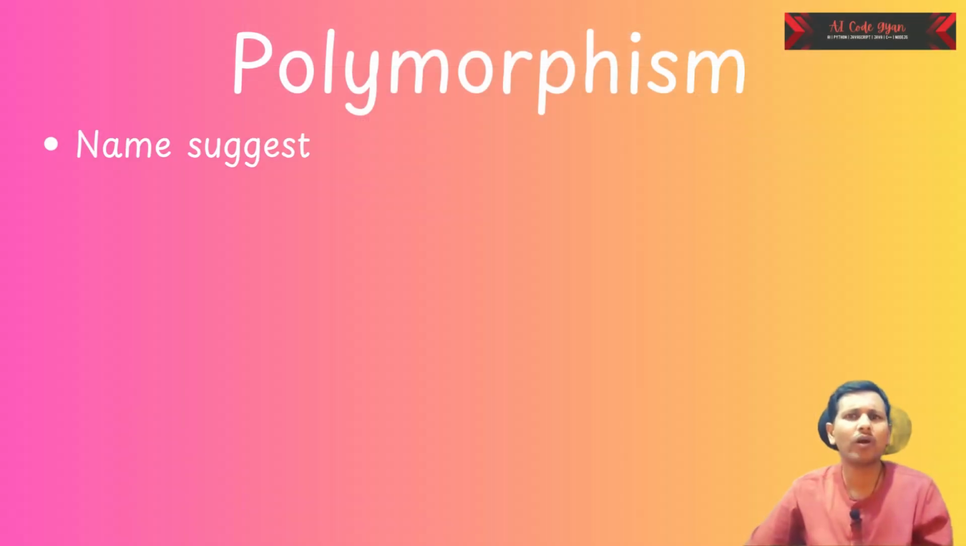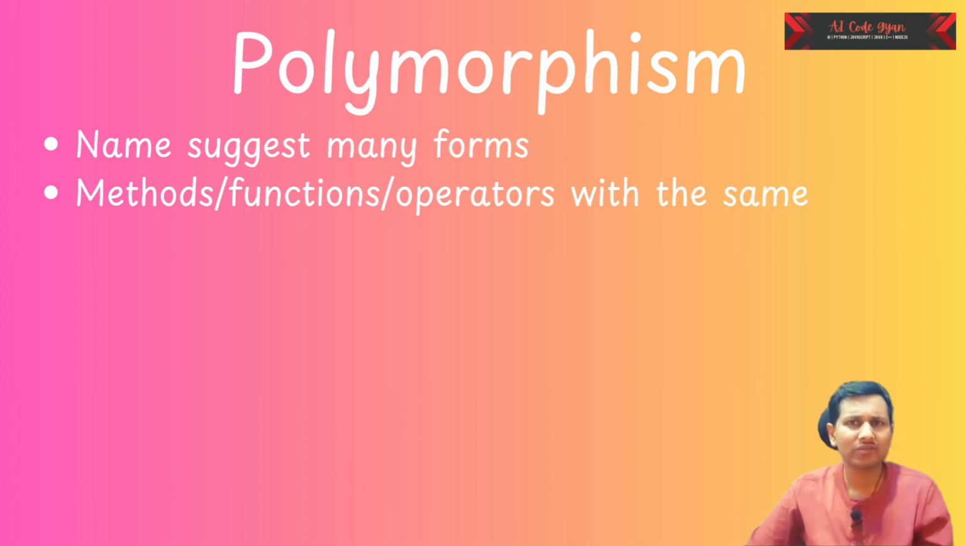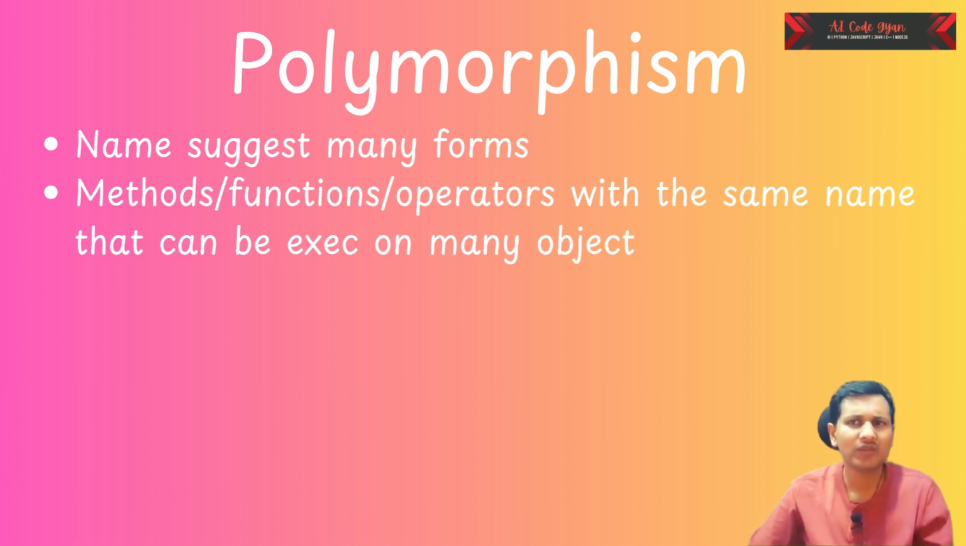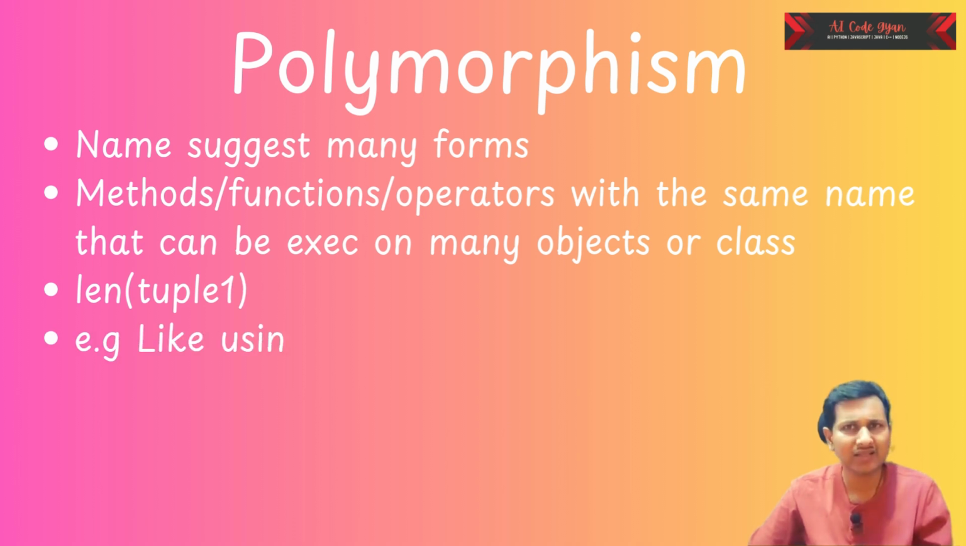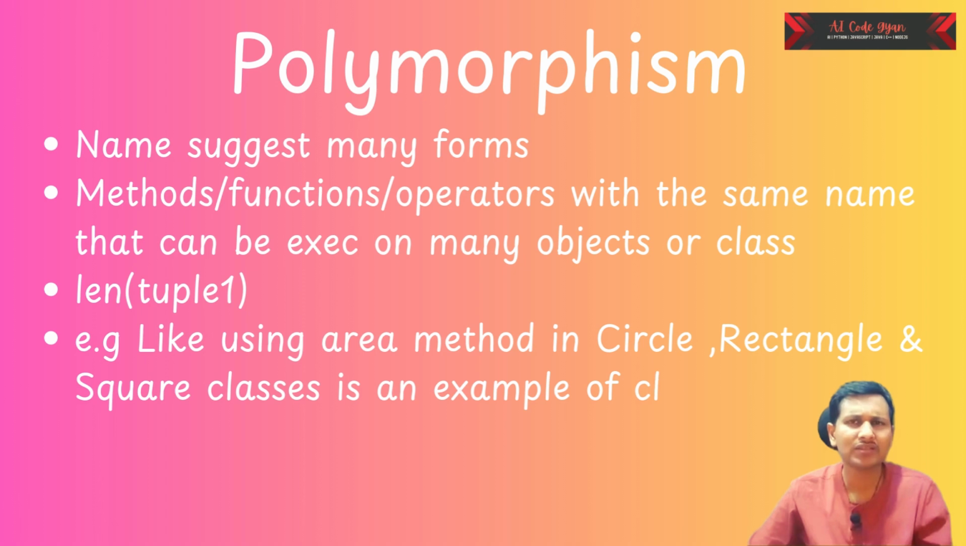Hello friends, let us talk about another important property of OOP concepts, that is polymorphism. As the name suggests, it means many forms. It also means methods, functions or operators with the same name that can be executed on many objects or classes. For example, an engineer can be a son at home, a gardener in the morning, a teacher, or do some other activities as well. That's something like polymorphism.